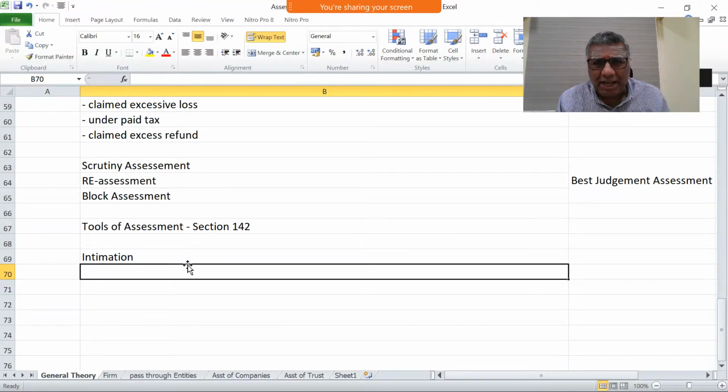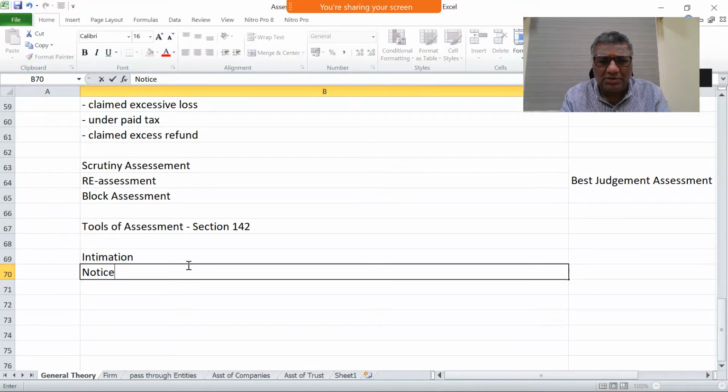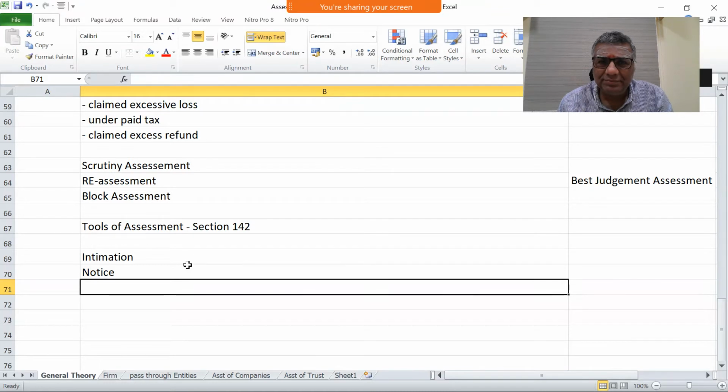If the communication from the department is both ways, it is known as notice. If they want you to respond, they call it a notice. If they just want to inform and leave it, whether you respond or not is not their problem, it is known as intimation. Intimation is one-way communication. Notice is two-way communication.